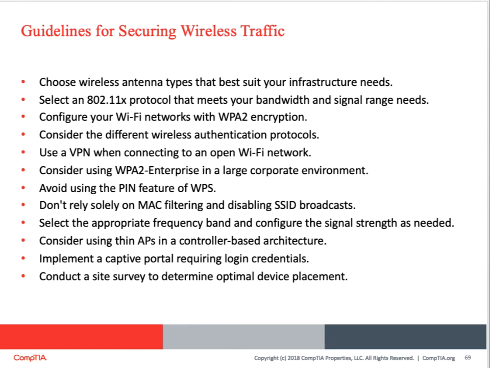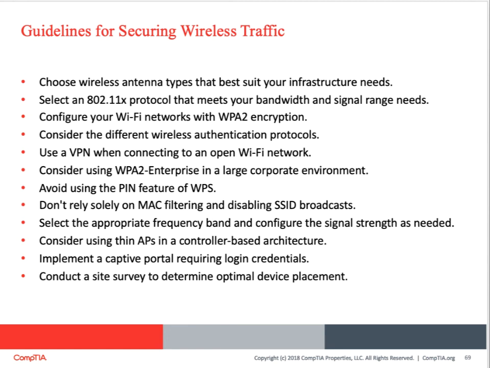We're going to want to consider using WPA2 Enterprise when we have a large corporate environment in order to take advantage of the 802.1X RADIUS authentication. Avoid using the PIN feature of WPS. Don't rely solely on MAC filtering and disabling SSID broadcast, because MAC filtering can be spoofed, and with SSID broadcasts, people can use tools to still figure out that you have a wireless network in range. We want to select the appropriate frequency band and configure the signal strength to meet our specific needs as an organization.